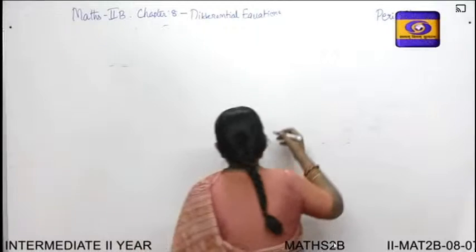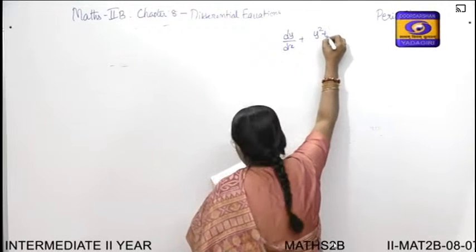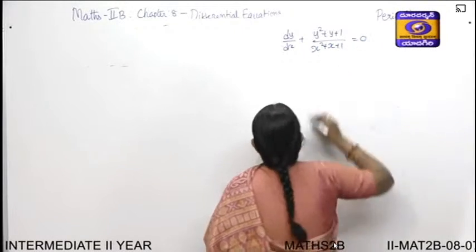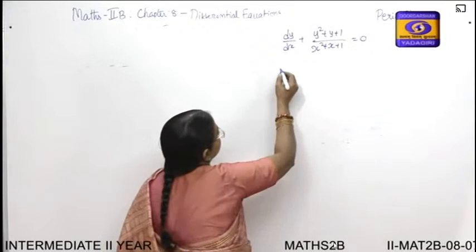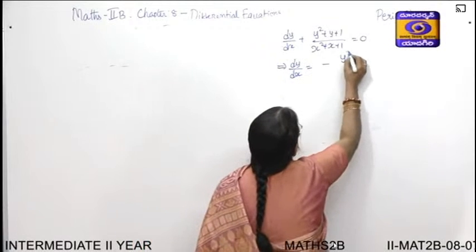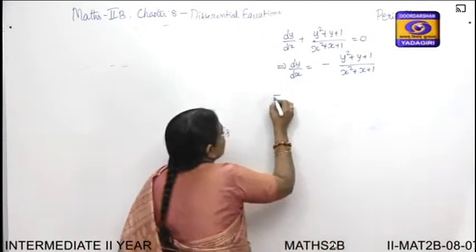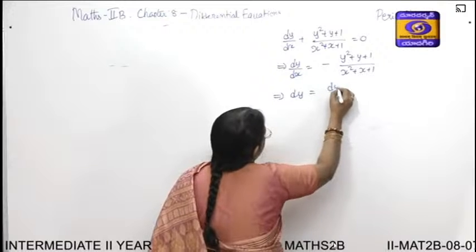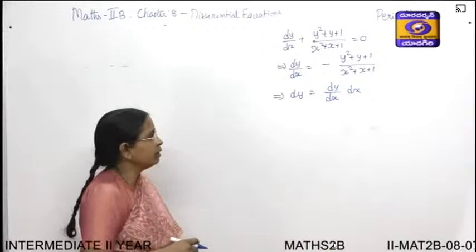Okay, next problem. Solve the differential equation dy by dx plus y square plus y plus 1 by x square plus x plus 1 is equal to 0. So again here you can separate the variables. So dy by dx is equal to minus of y square plus y plus 1 by x square plus x plus 1. Now dy is equal to dy by dx into dx. It will be under variable separable form.